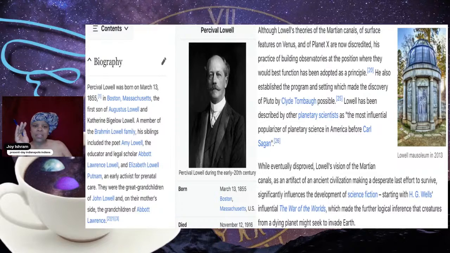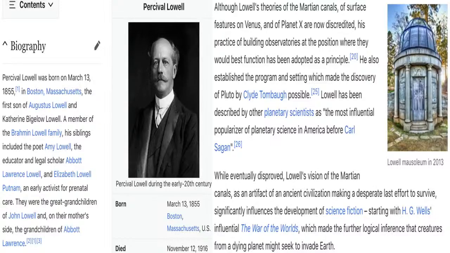So Clyde discovered Pluto, but Lowell's program and setting made it possible. So, dude, you made it possible, we're going to get rid of you. Lowell's been described by other planetary scientists as the most influential popularizer of planetary science in America before Carl Sagan. While eventually disproved, Lowell's vision of the Martian canals as an artifact of an ancient civilization, making a desperate last effort to survive, significantly influenced the development of science fiction.